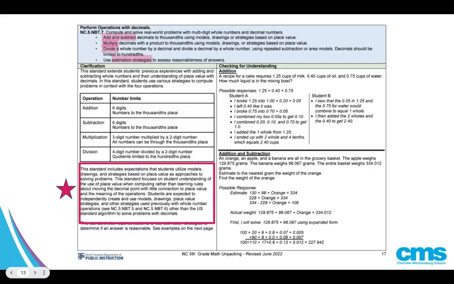Notice that all operations call for the use of models, drawings, and strategies based on place value. Students should have access to decimal grids, but also have experiences creating their own on graph paper. When estimating, the focus is on reasonableness rather than simply following rounding rules.